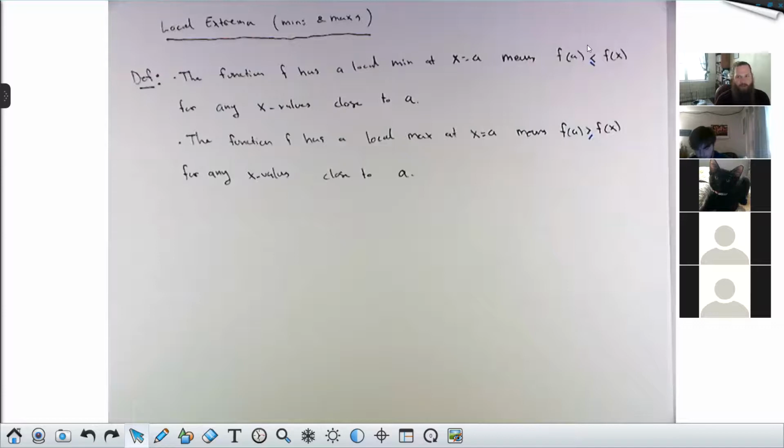But in your notes, I recommend using the strong inequality, or at very least making a note that this really should be a strictly less than. This really should be a strictly greater than, even though it's not like that in the book. All right, so.